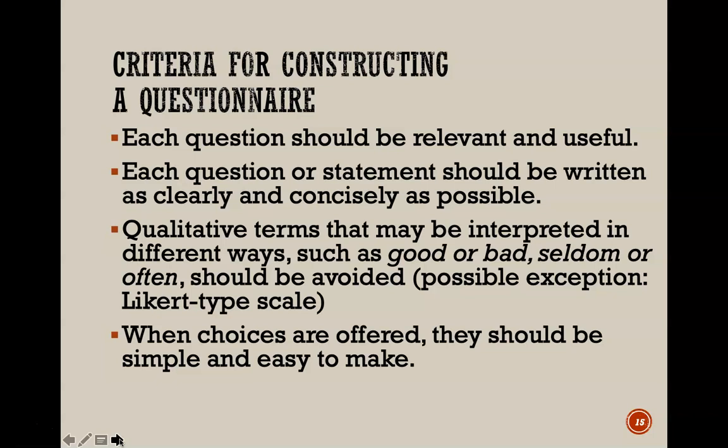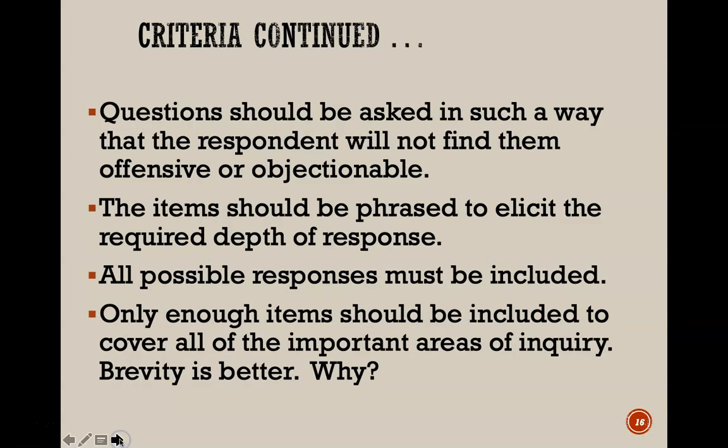Only ask one question at a time and avoid the use of "and" in your question. So instead of saying what cereal you think is the healthiest and the most delicious, just simply ask, what cereal is your favorite? Questions should be asked in such a way that the respondent is not going to find them objectionable. So you've got to watch your bias. And like I said earlier, write or speak in the same language as the people who are in your survey.